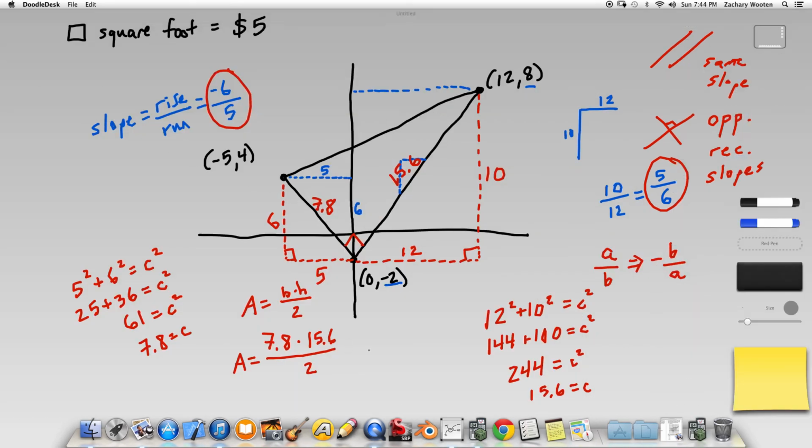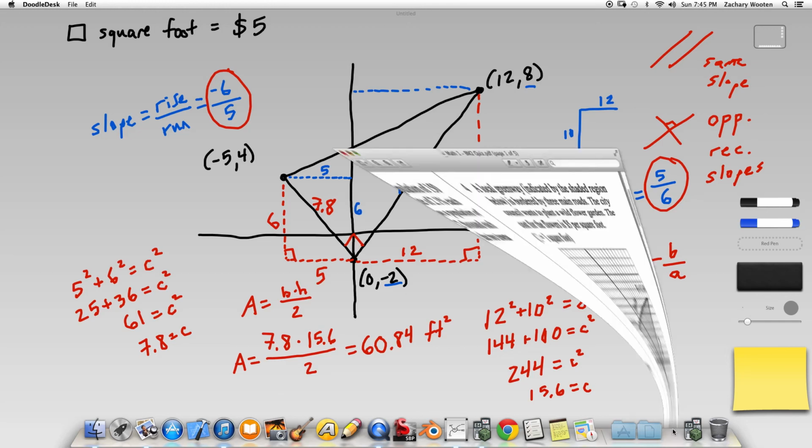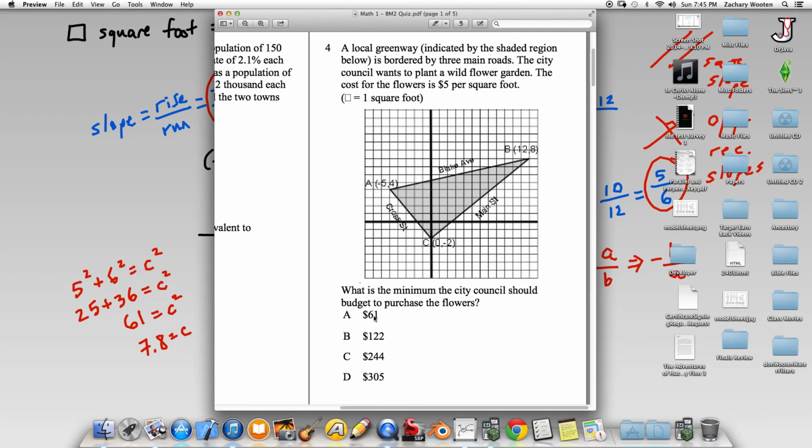So let me minimize this. And let's write that area down. So we have a total area of 60.84 square feet. Remember, we were measuring this in feet. So that is how many little squares it would take to fill up the inside of that box. But if you look at the answer choices, one of the answers is $61. So someone is probably going to figure out, oh, the area is 60.8, that's really close to 61. There we go. There's our answer.